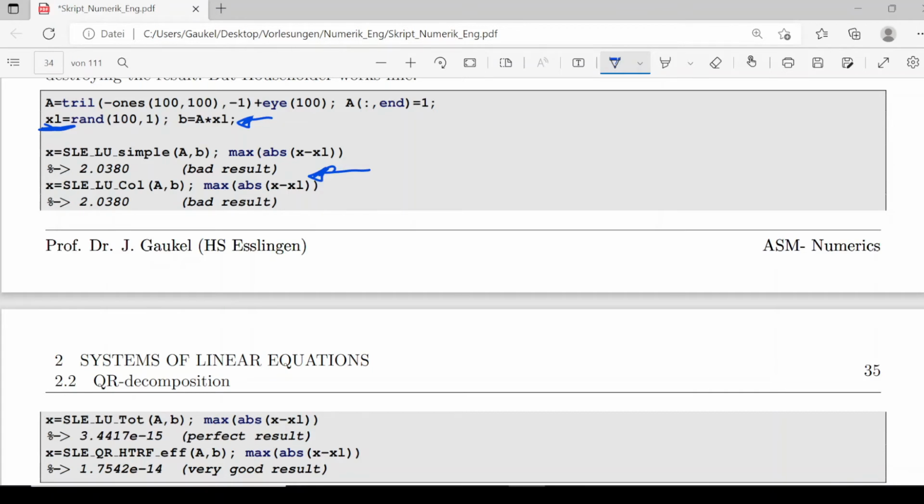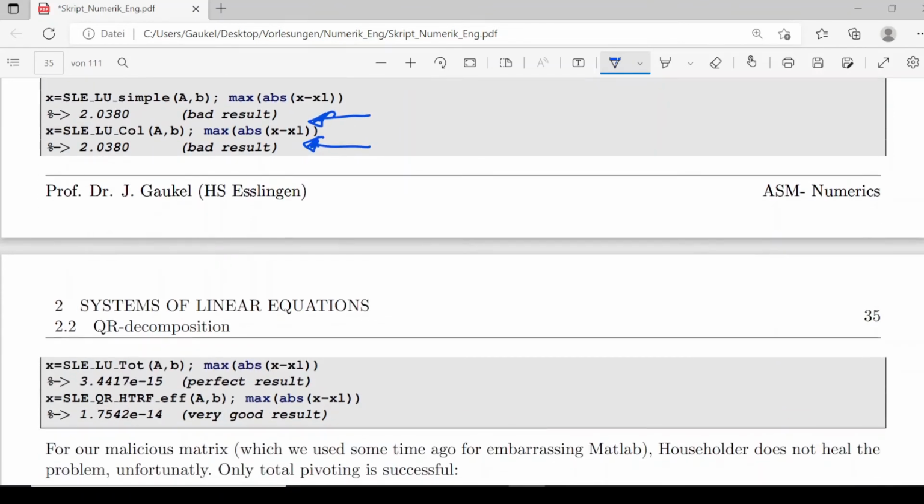And so an answer like 3.0380 is a very bad answer. And using column pivoting gives us the same deviation, no wonder, because it will give exactly the same LU decomposition. And so there is no difference between the simple LU decomposition and the column pivoting decomposition. Using our total pivoting, the problems are completely healed. We have deviations which are normal within the rounding.